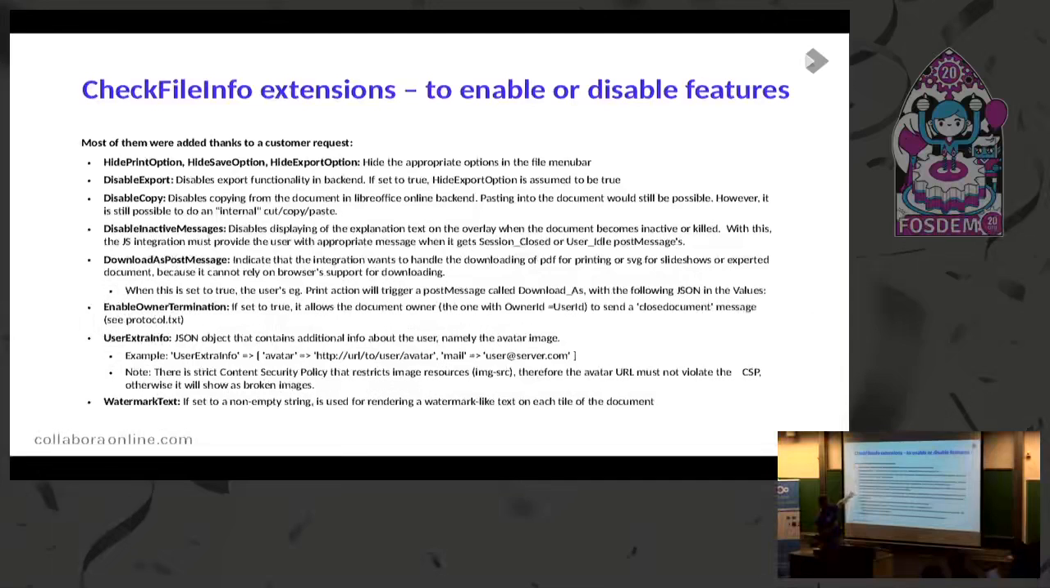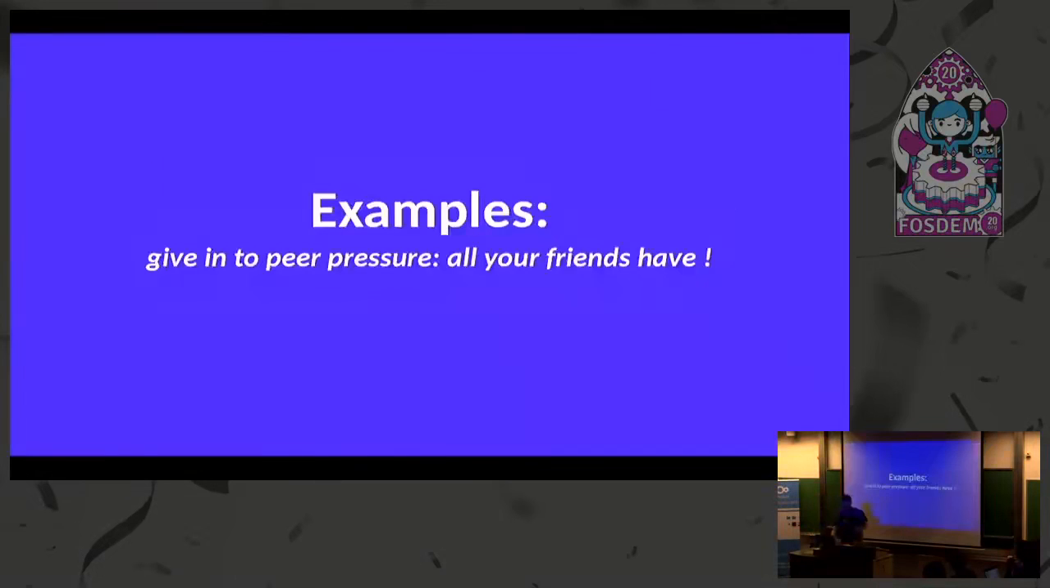What do we have here? Enable owner termination. I don't know. Kendi would know that. This is Kendi, who's awesome, the development manager for Collabora Online. Extra users. Oh yes. So your avatar and your email and all this sort of thing, so you can then start to integrate with your chat and so on. You can do all that sort of nice integration stuff. CSPs, aren't they wonderful, for broken images, and watermarking tiles. I think this is a great thing.